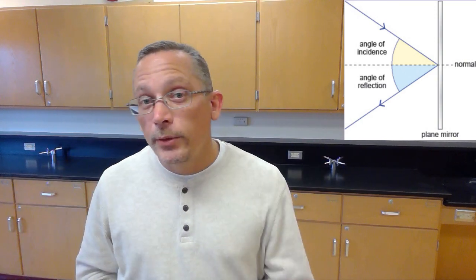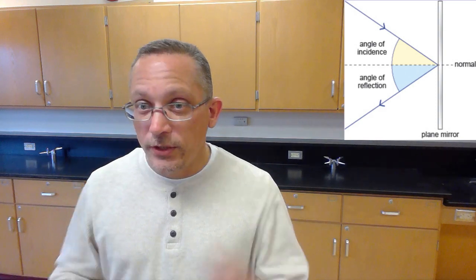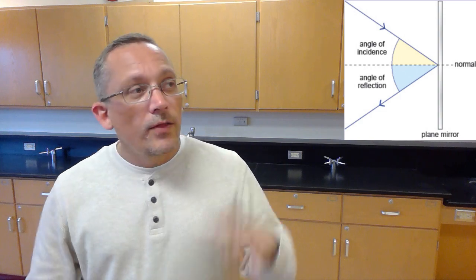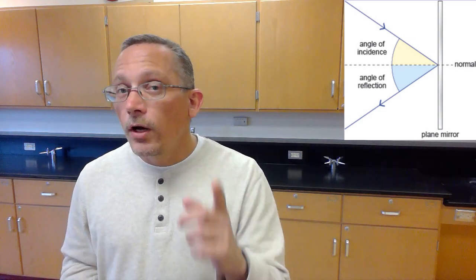So one big idea in reflection with a flat mirror is that the light striking the mirror will reflect off at the same angle. Okay, there's a diagram here. Oftentimes you'll hear people say the angle of incidence equals the angle of reflection. And what this means is that if we were to draw a line that's perpendicular to the mirror, at a right angle to the mirror, we call this a normal line. Why do we call it a normal line? Well, normal means perpendicular, right?